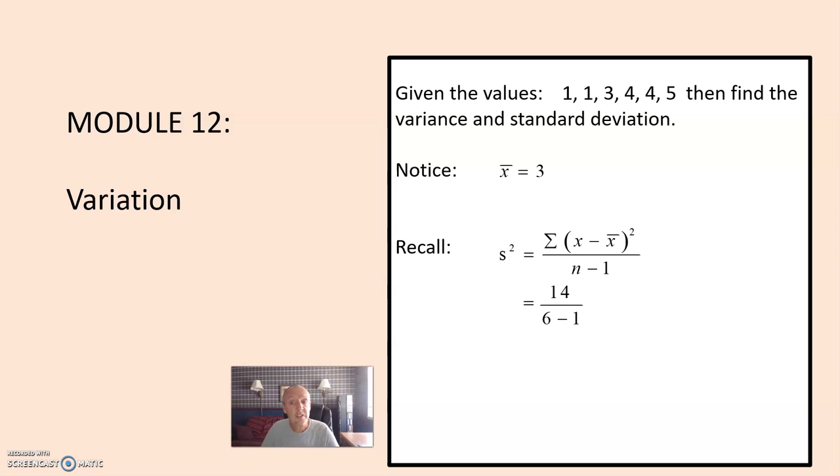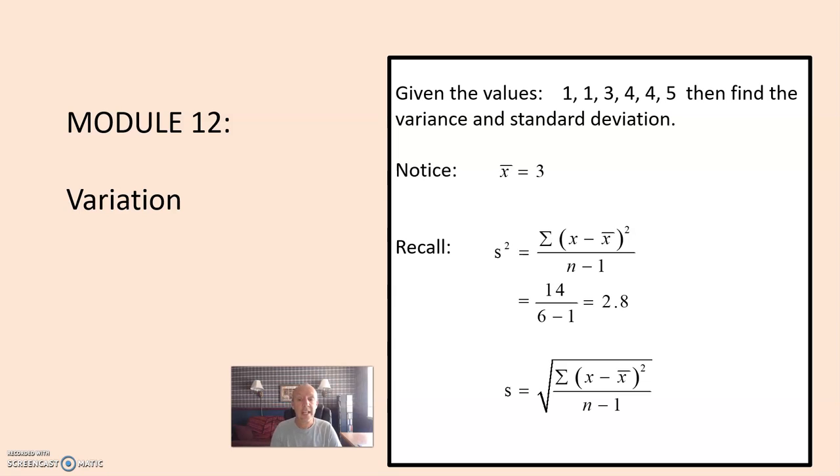We found previously that the summation of that second column in our table was 14, and we're going to divide that by n minus 1. Well, we have 6 data values, so that would be 6 minus 1. Plugging this into our calculator, 14 divided by 5 gives us the result of 2.8. 2.8 is our variance. And now to find our standard deviation, we just need to take the square root of the value we just obtained.